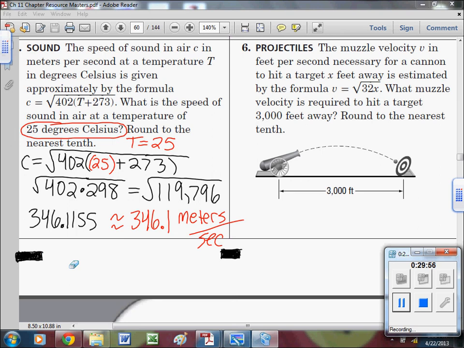That's what I'm choosing to write it. So 346.1 meters per second. That's how fast the speed of sound is. The speed of sound at this temperature, that's what it is.